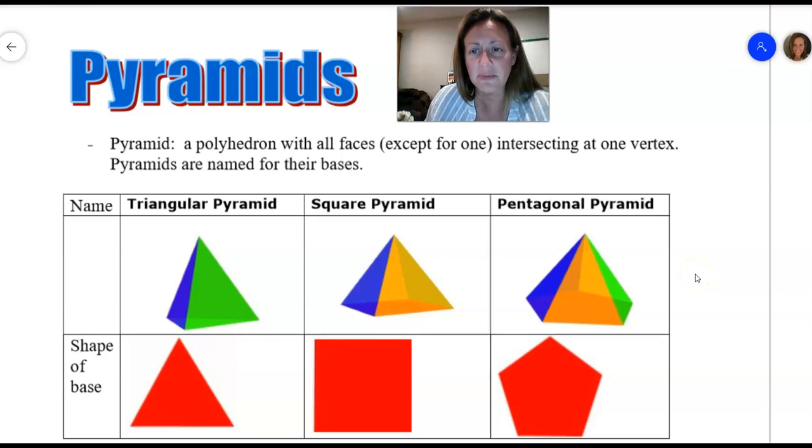you can have any shape on the bottom, and all of the faces coming up to that singular vertex at the top will always be triangles. So all the other faces are triangles coming up to a point, and the base is what you name it after. So a triangular pyramid has a triangular base. A square pyramid has a lot of triangles for the faces that come up to a point, but the base is a square, and that's why we call it a square pyramid. A pentagonal pyramid would have a pentagon as its base, and then it has lots of triangle faces coming up to a point from that base, but its base is what we name it after.